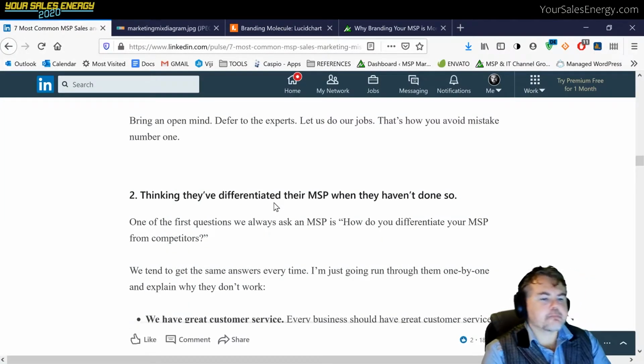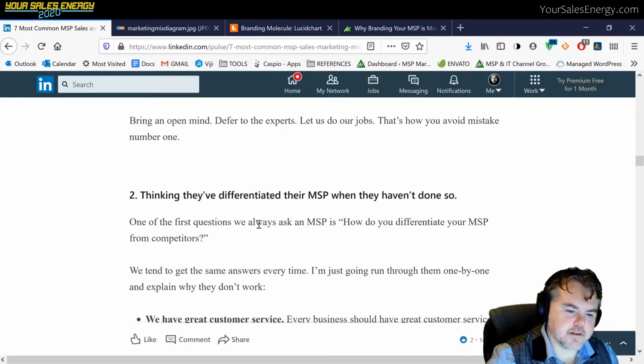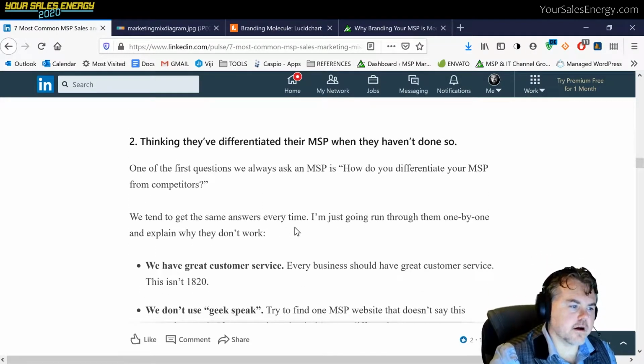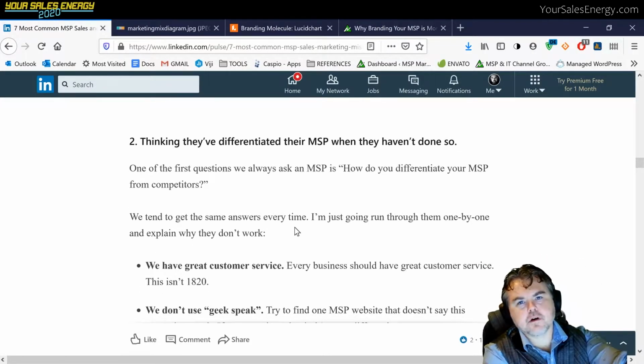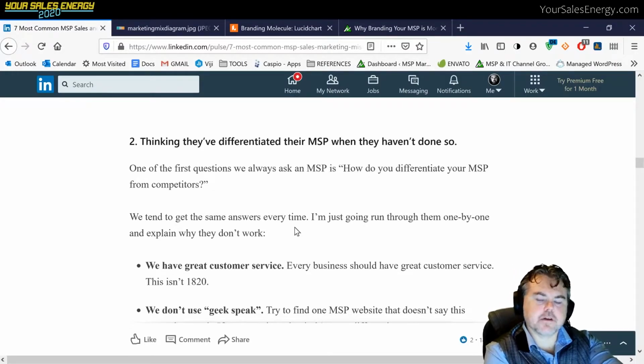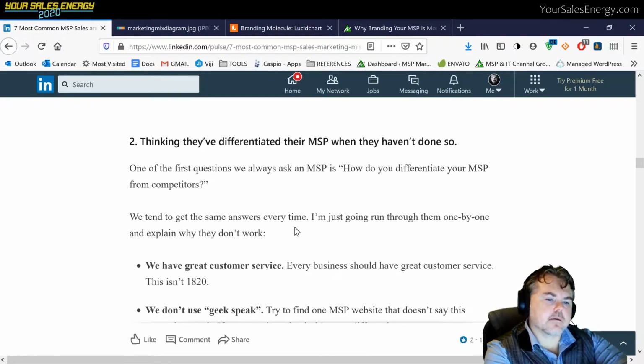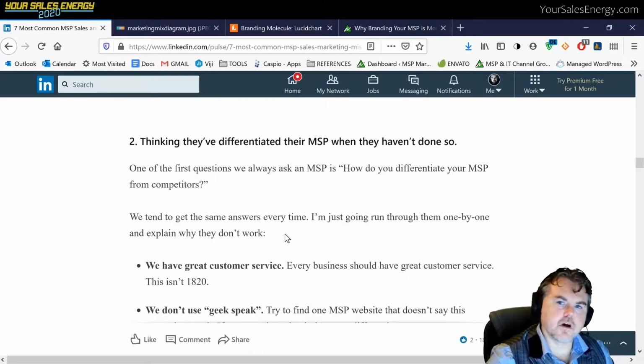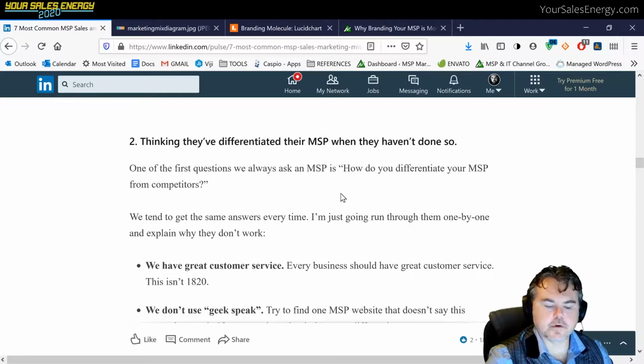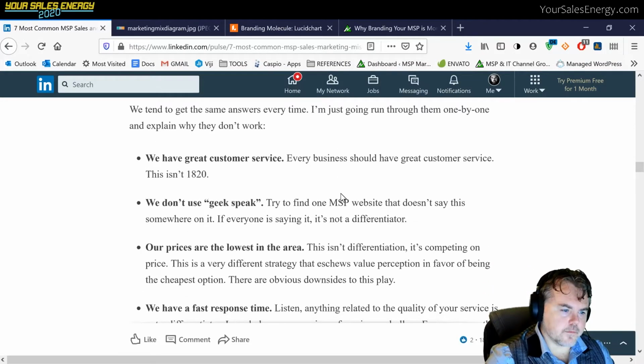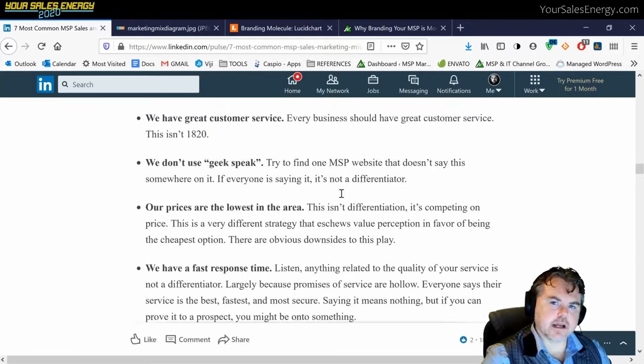So, number two, thinking they've differentiated their MSP when they haven't done so. First thing we ask whenever we talk to a new prospect or an MSP contacts us, with the first early launch of our MSP Growth Club, we even ask this of the new club members: How do you differentiate your MSP from your competitors? Very rarely do we get a good answer to that question.